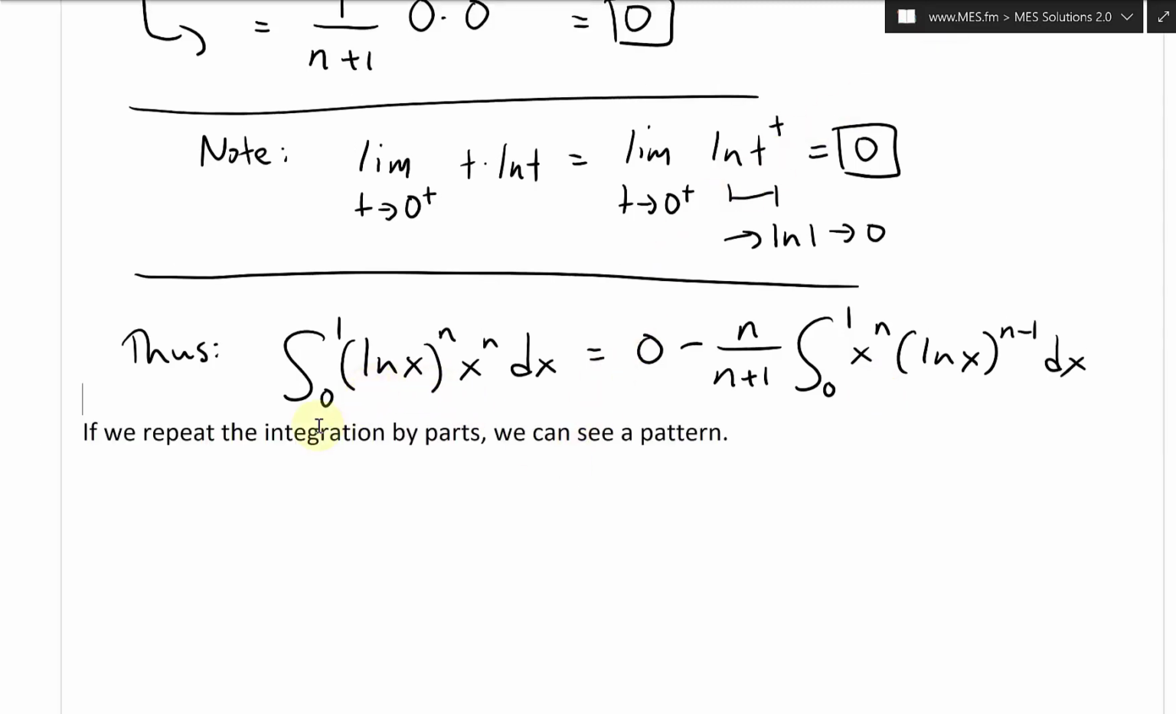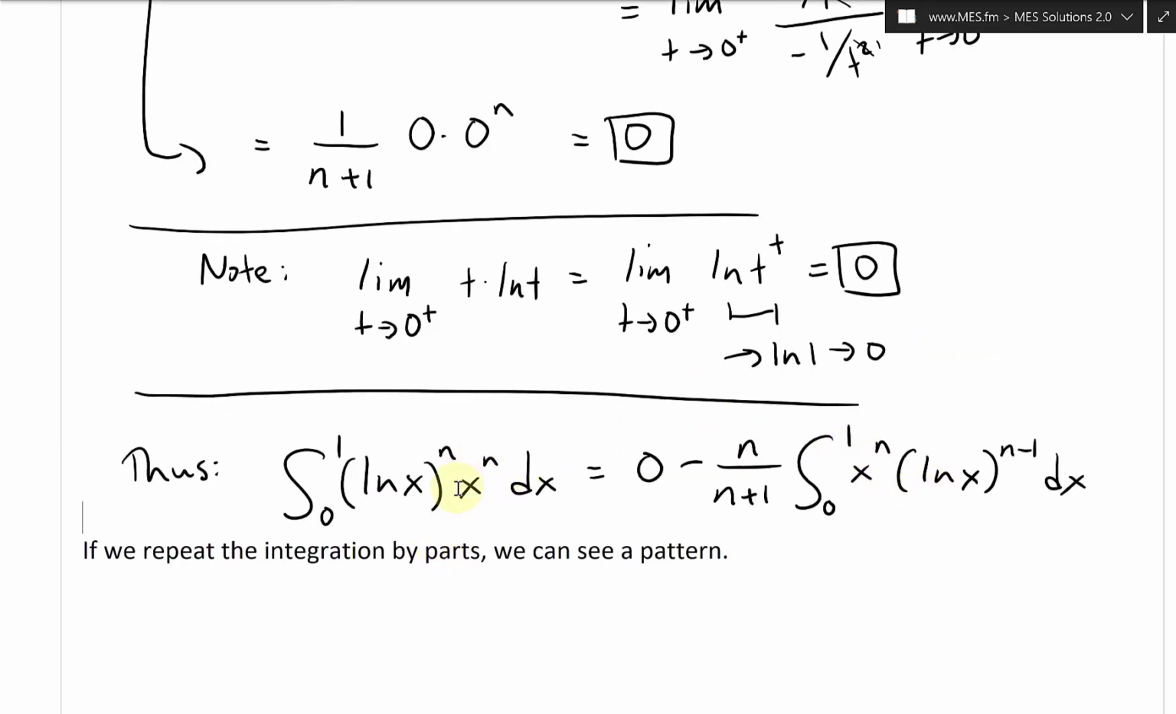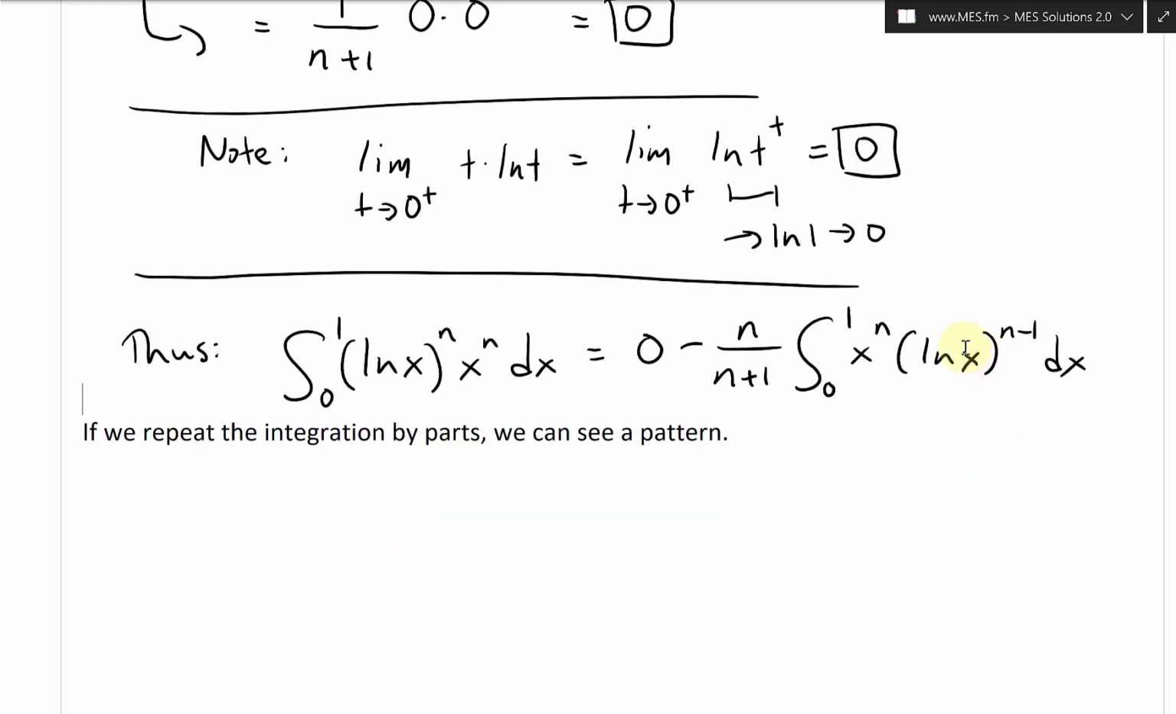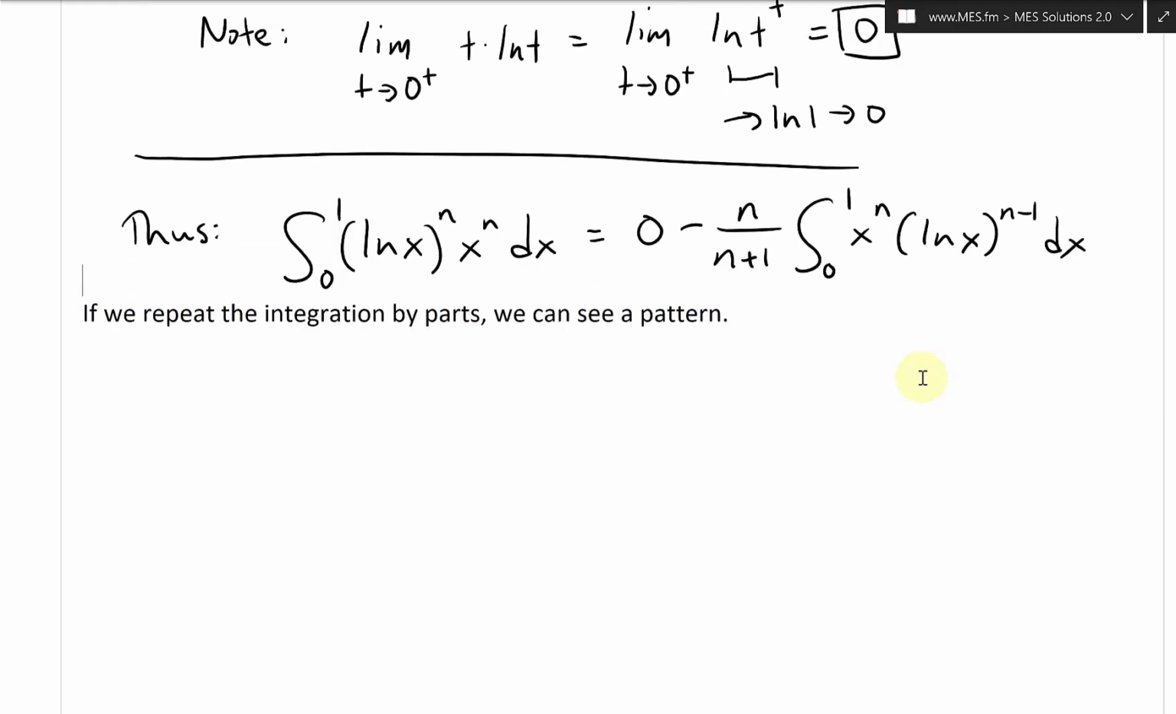Alright, so now if we repeat the integration by parts, we can see a pattern. Because notice how this one here, we go from ln x to the power of n, and then the n lowers to n minus 1. So we could do this again. So what we'll do is write the integral from 0 to 1, and I'm just going to look at this part right here and keep that there. So let's just put it all together.